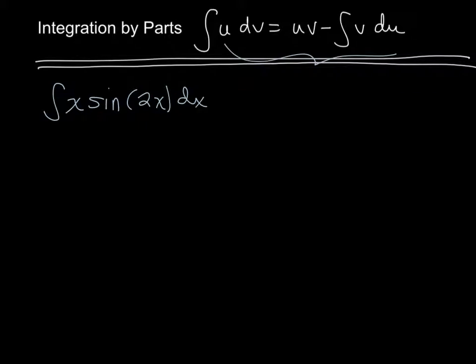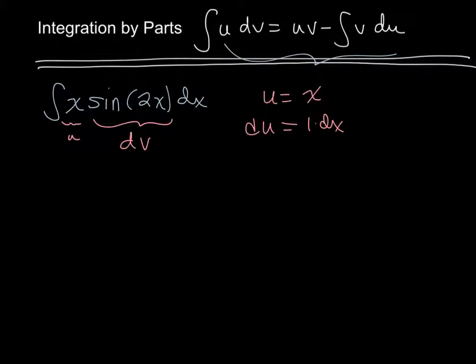Typically, you want your dv to be the more difficult piece, and then, of course, what's left over is going to be your u. But both of these are easy to take derivatives of. So over to the side, I say, well, then u equals x, so du equals 1 dx.